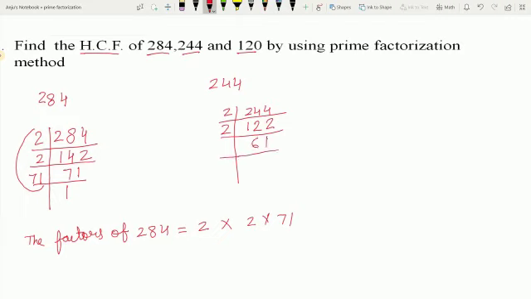Now student, here you can see 61 is an odd prime number, so it is not divisible by 2. It is divisible by only the number itself. So 61 से one time में divisible होगा. So here we get the factors of 244 is equal to 2 into 2 into 61.